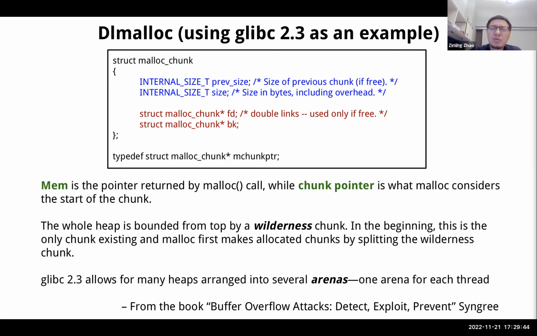So when a heap is first created, it doesn't really have chunks. It only has one called the wilderness chunk. And this is the only chunk that exists there. Other chunks are created by splitting this one. So the 2.3 C library actually also arranges heaps into many different areas, one area for each thread. That's why it has some fast thread support. What I discussed here today is actually from a book called Buffer Overflow Attacks: Detect, Exploit, and Prevent. You can easily get this book online since it is at least 15 years old.